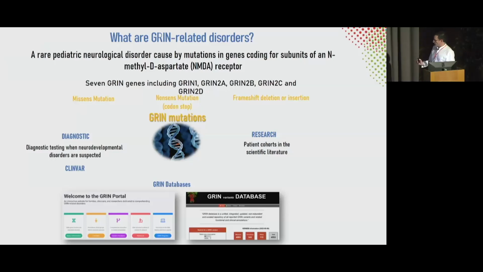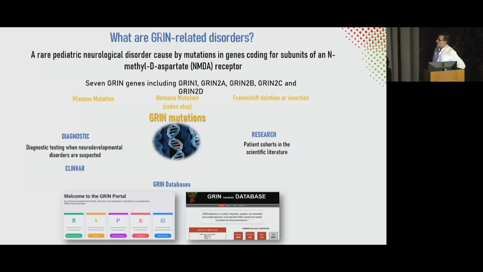You have different forms of mutation. It can be missense mutation, nonsense mutation, and frameshift deletion or insertion. I'm not a geneticist, so if you have questions about these different mutations, do not hesitate to see some specialists in the room. These GRIN mutations are usually found during diagnosis when neurodevelopmental disorders are suspected, or they can also be identified in patient cohorts that are built for scientific purposes.